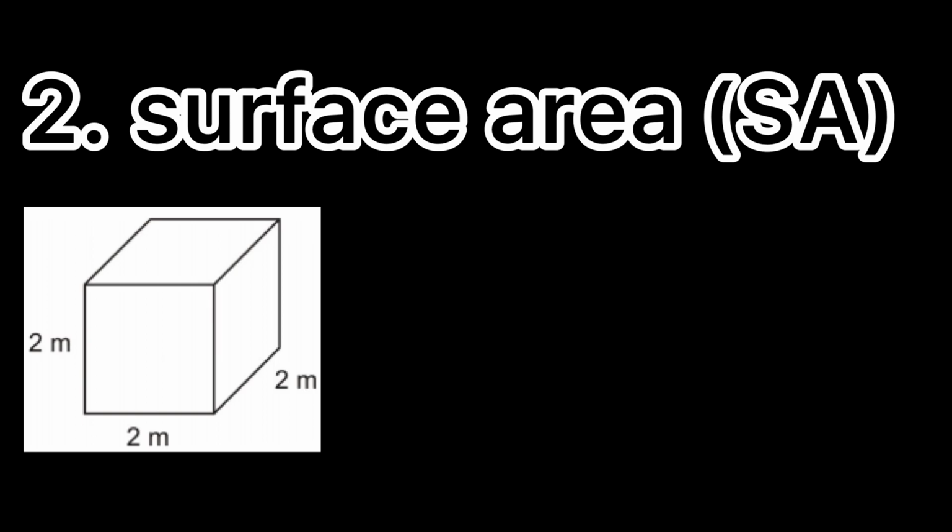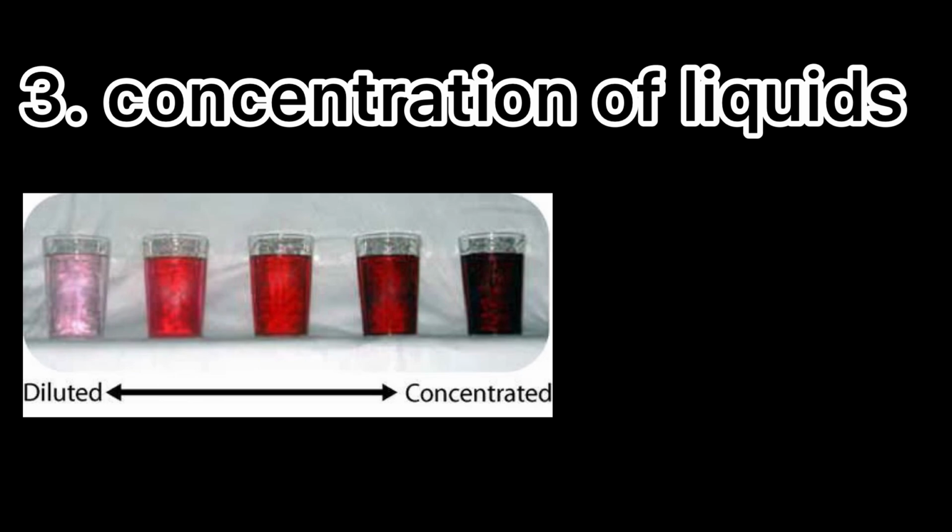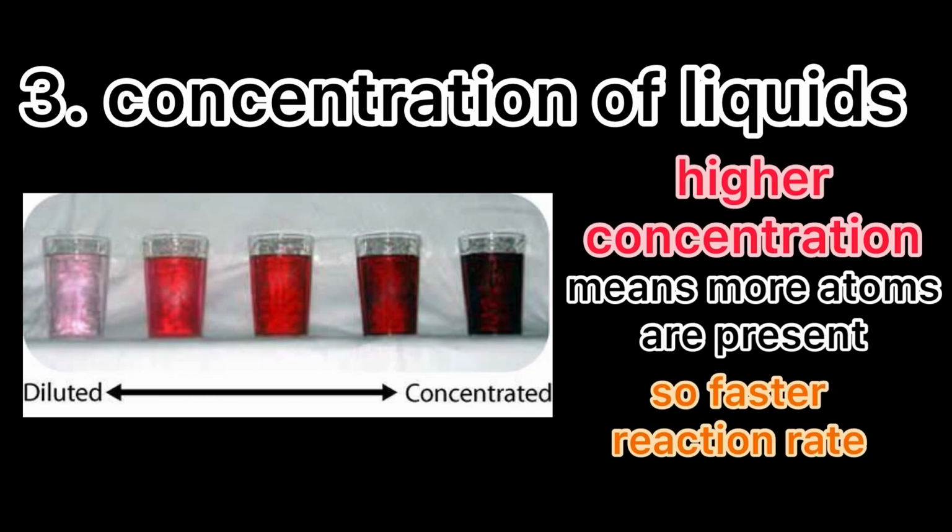Number 2, the surface area of solids. More surface area will increase the speed of the rate of reaction as more particles are exposed and there is more space for the reaction to occur. Number 3, the concentration of liquids. Higher concentrations mean faster reaction rates because more atoms are present and more interactions/collisions can happen.